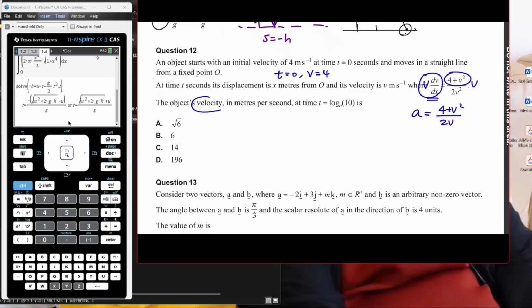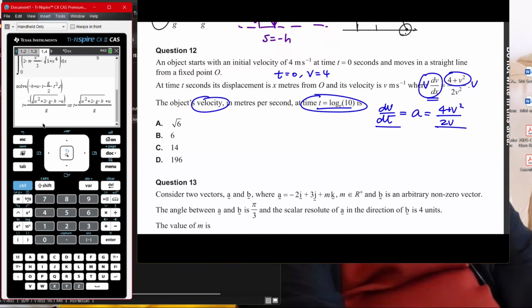We would like to find the velocity at a time t equals log e 10. So I'm going to use the alternative dv/dt to replace the letter a. And then I'm solving this differential equation to get the t and v relation. And then I'm solving this value for the velocity. Okay, so what I'm going to do is I'll go for dE solve: v dash equals (4 plus v squared) divided by 2v.